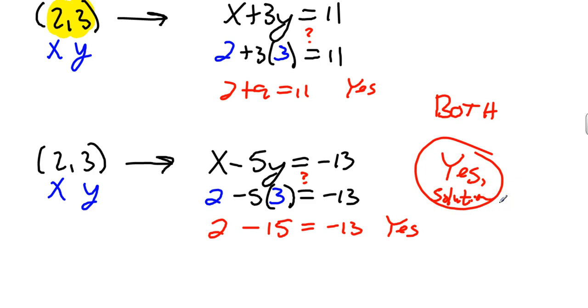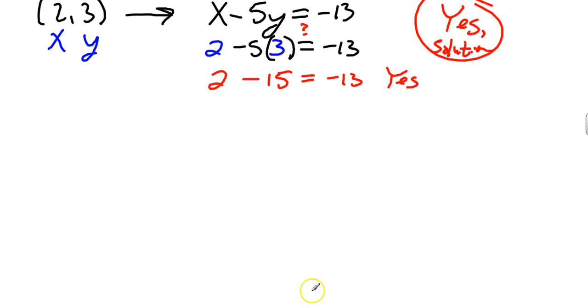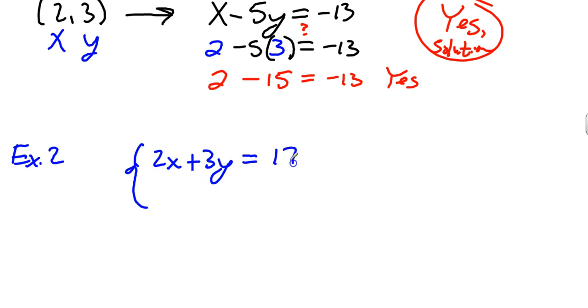Okay, so that was a yes one. Let's give you one that's a no, just so you can see for sure. So this one will go 2x plus 3y equals 17, and then x plus 4y equals 16. And the ordered pair is going to be 2, 5.